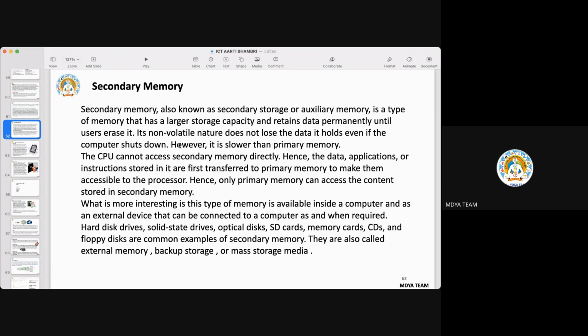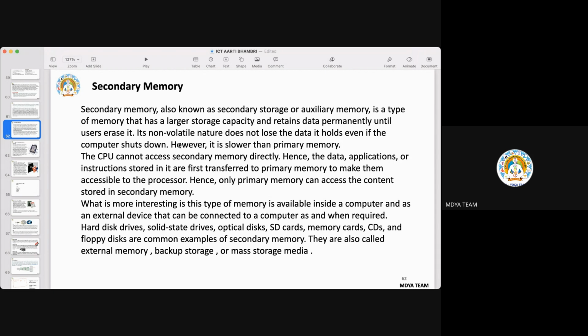Because the functioning of the computer doesn't depend upon the secondary memory. It's just for storage purposes. So the CPU cannot access secondary memory directly, because it doesn't need it for its functioning. All right. So data, applications or instructions stored in it are first transferred to primary memory. If you want to access some data from the secondary memory, this is done through the primary memory. That is the meaning of this sentence.